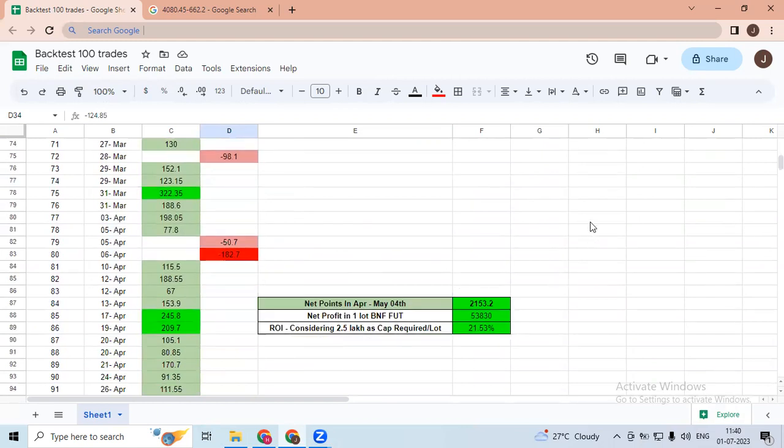And here you can see that not every month you will be profitable, but whatever happens, the net profit is more than 10%. Having an ROI of more than 10% every month is something that is going to create wealth for you. That's why the name of the indicator which I have developed is called the Wealth Maker strategy.